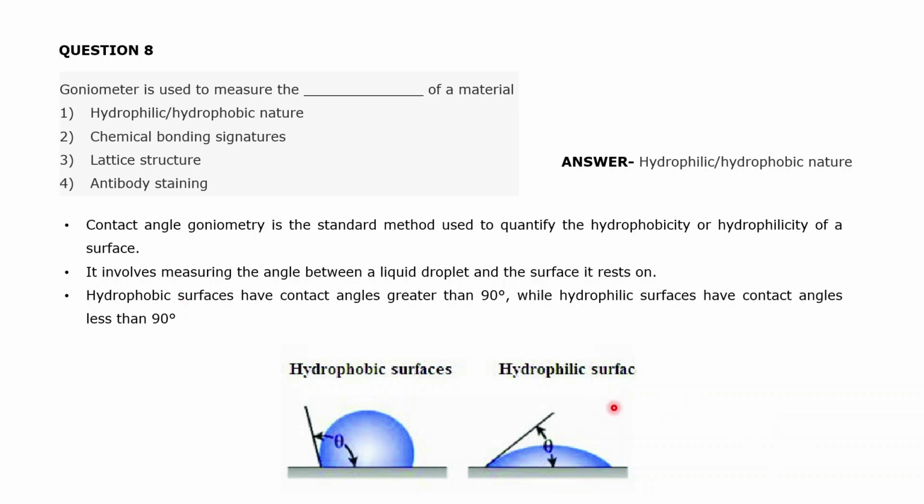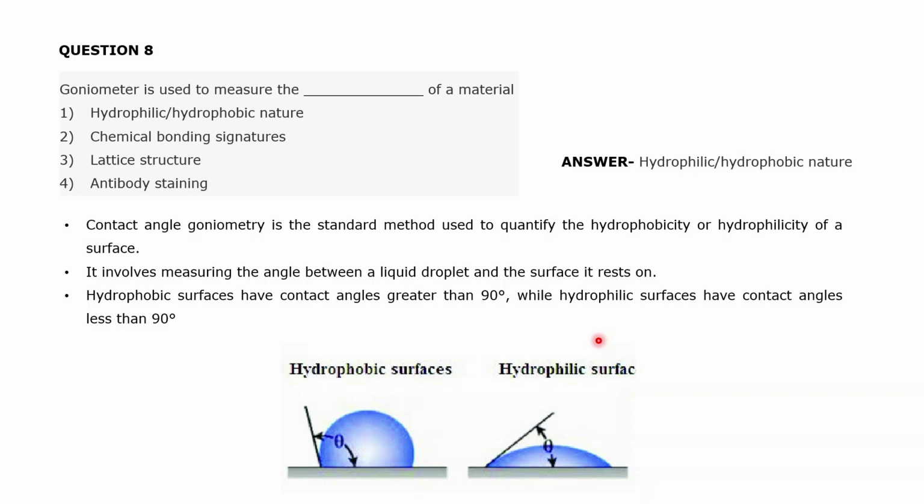If the surface is hydrophilic, as I said, the droplet has a tendency to flatten out to the outer environment. In that case, if you consider this as the origin, you can see that the contact angle is much less than 90 degrees. If the contact angle is much less than 90 degrees, the surface is hydrophilic in nature. This is what the goniometer employs. You can see whether the surface that you are providing is hydrophilic or hydrophobic in nature.